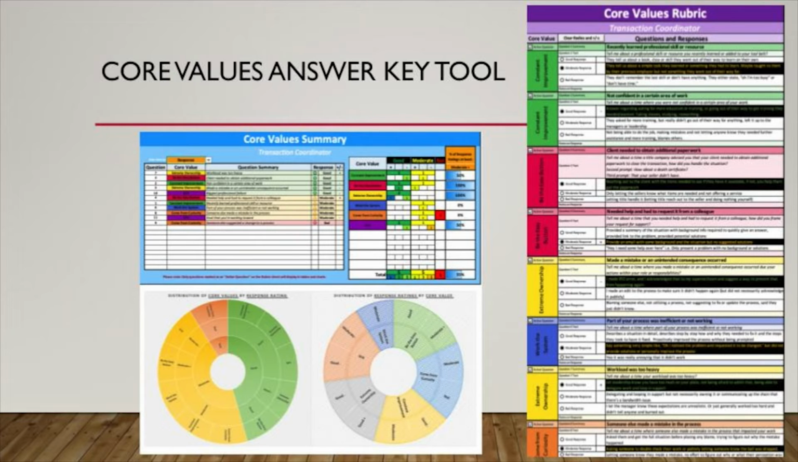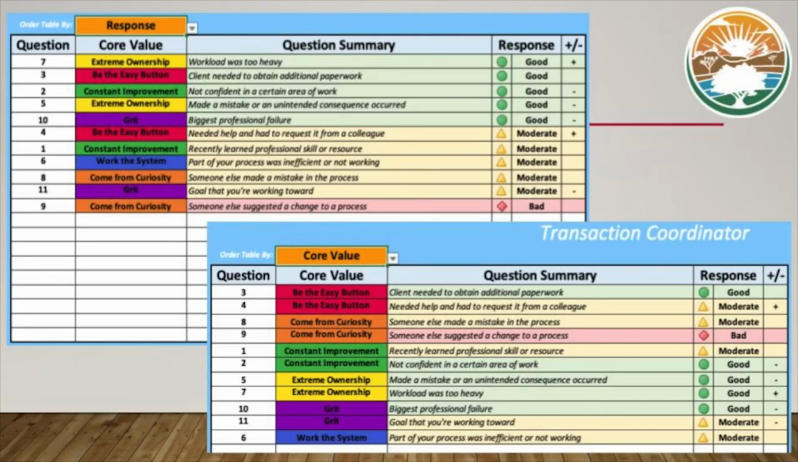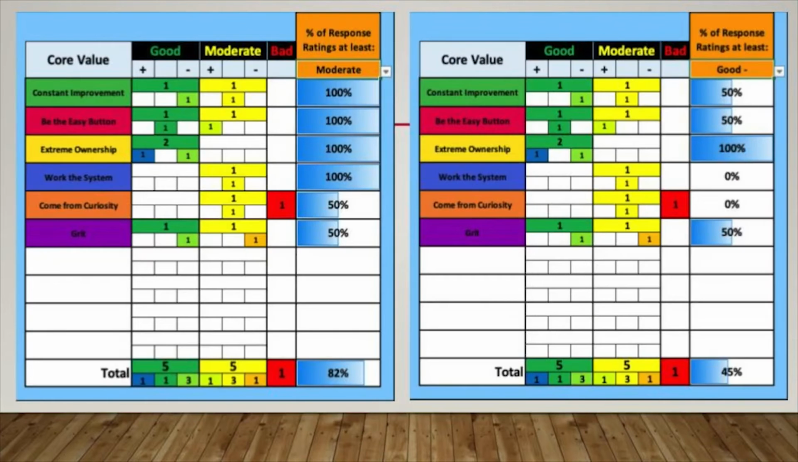And then there's a second sheet that is a summary. On that second sheet, you can see whatever the core value is, and you can sort it by the response, or you can sort it by the core value. So you can see, okay, for easy button, we had a good and a moderate plus, and we got a little plus-minus delineation, so we can add a little bit more context to it. But for curiosity, they had a moderate and a bad, so we're out of here. It's interesting to see, did they have a lot of goods and bads, or were they kind of middle of the road? And then you have to decide what's going to be a good fit for you.